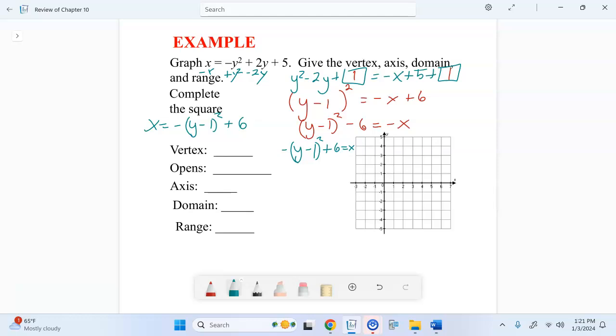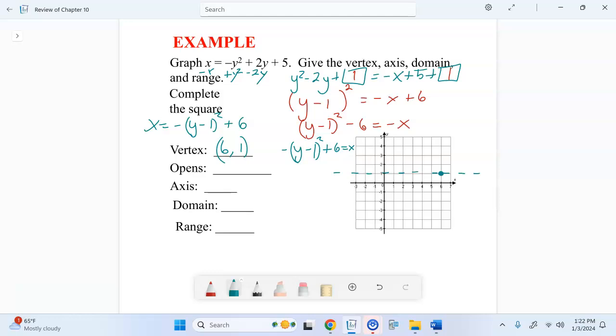What's the h value, or the x value of my vertex? And the y value? Not negative 1, just 1. 6, 1. So there's our vertex. We can go ahead and start by plotting that point. Axis of symmetry runs through that. What's the equation for the axis of symmetry? Not x equals 1. The 1 was right. It's not x anymore because we switched: y equals 1.